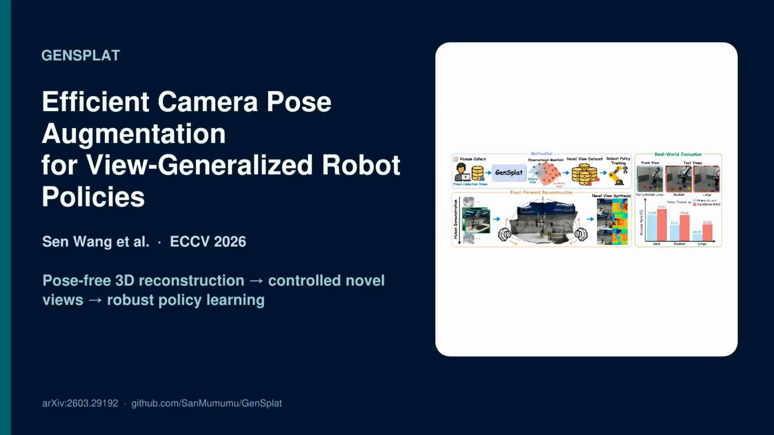Hello, I am presenting GenSplat, our approach to efficient camera pose augmentation for view generalized robotic policy learning. The central question is simple. Can a robot remain reliable when the deployment camera moves, without collecting another set of human demonstrations? GenSplat answers this by reconstructing a stable 3D Gaussian scene from sparse, uncalibrated observations in one forward pass. It then renders controlled novel camera views and pairs every rendered image with the original expert action.